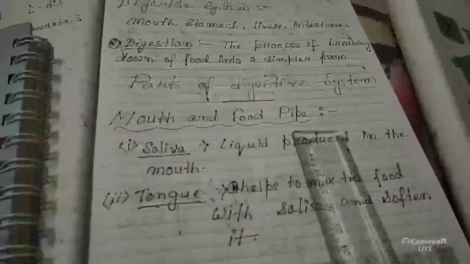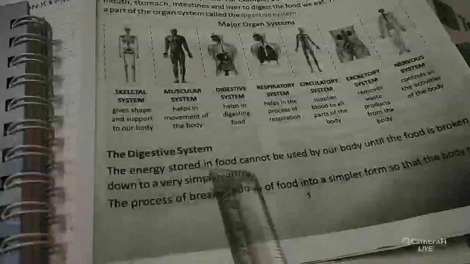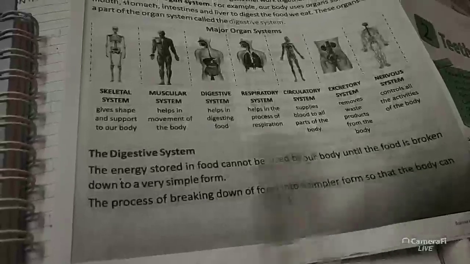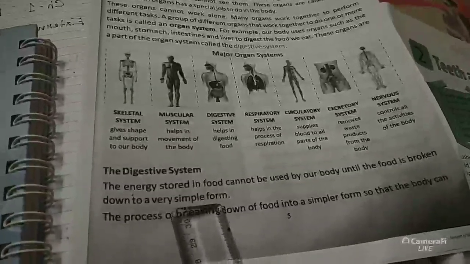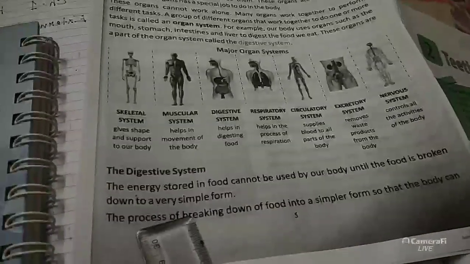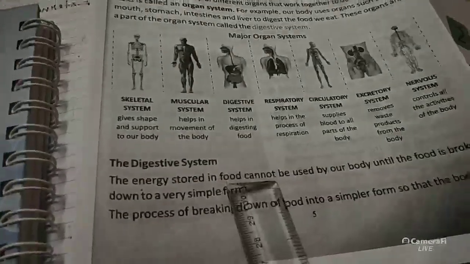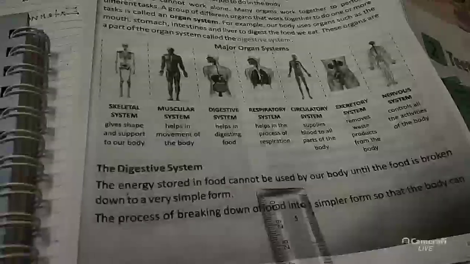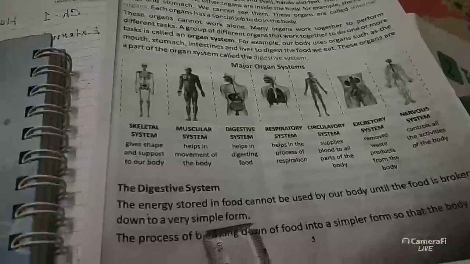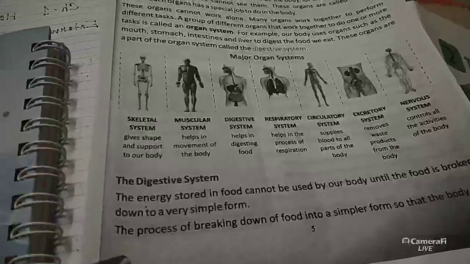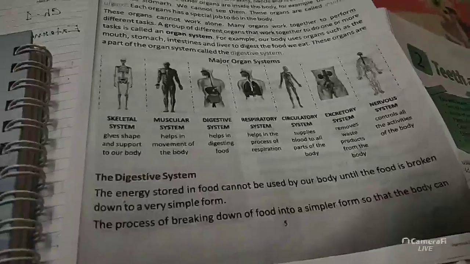First one is the mouth and the food pipe. Okay. Just one minute. The energy stored in food cannot be used by our body until the food is broken down into a very simple form. Until the food is broken down, we can't use the food to get our energy. We are getting energy from our food. I am talking. From where am I getting my energy? From food. The process of breaking down food into a simpler form so that the body can absorb it easily or use it easily is called digestion.